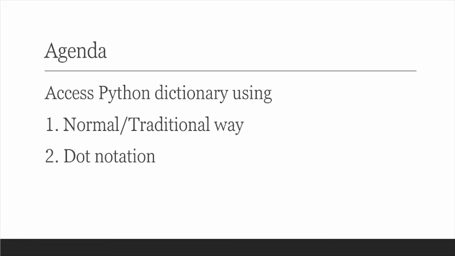Let's get started. Let me define a Python dictionary. A Python dictionary is a set of key value pairs with the requirement that the keys are unique within the particular dictionary. It is one of the most popular data structures in Python. It is widely used in processing the semi-structured and JSON files. Let's talk about accessing the Python dictionary in the normal or traditional way.